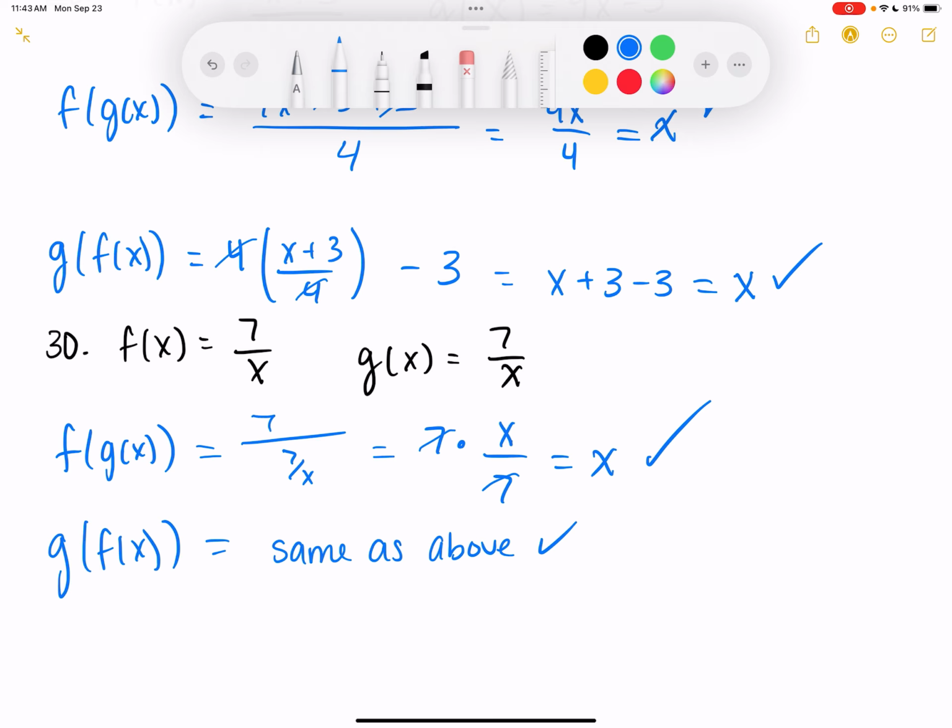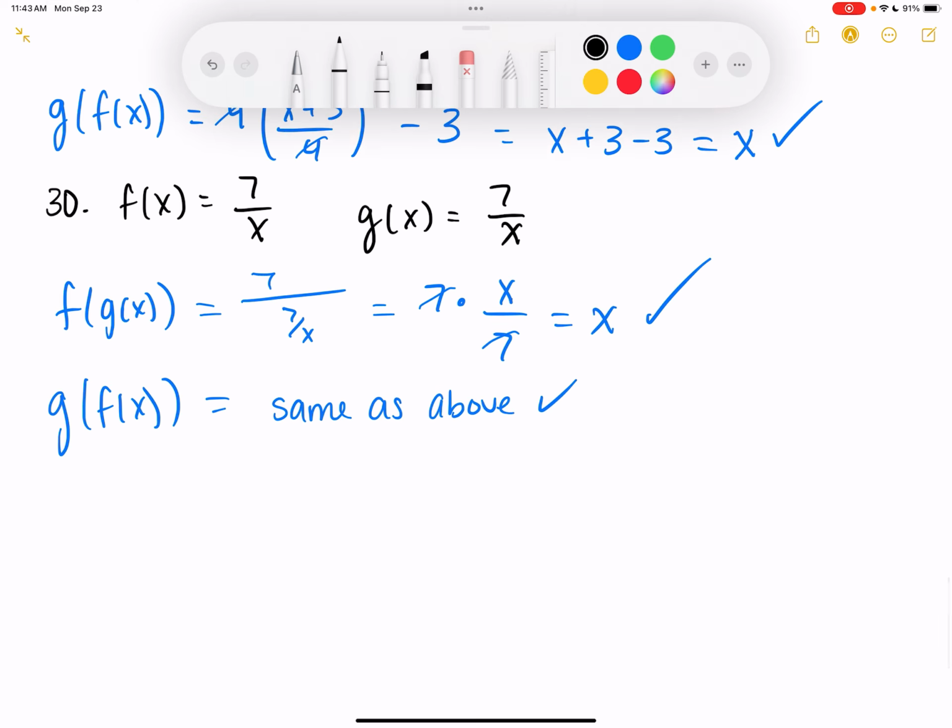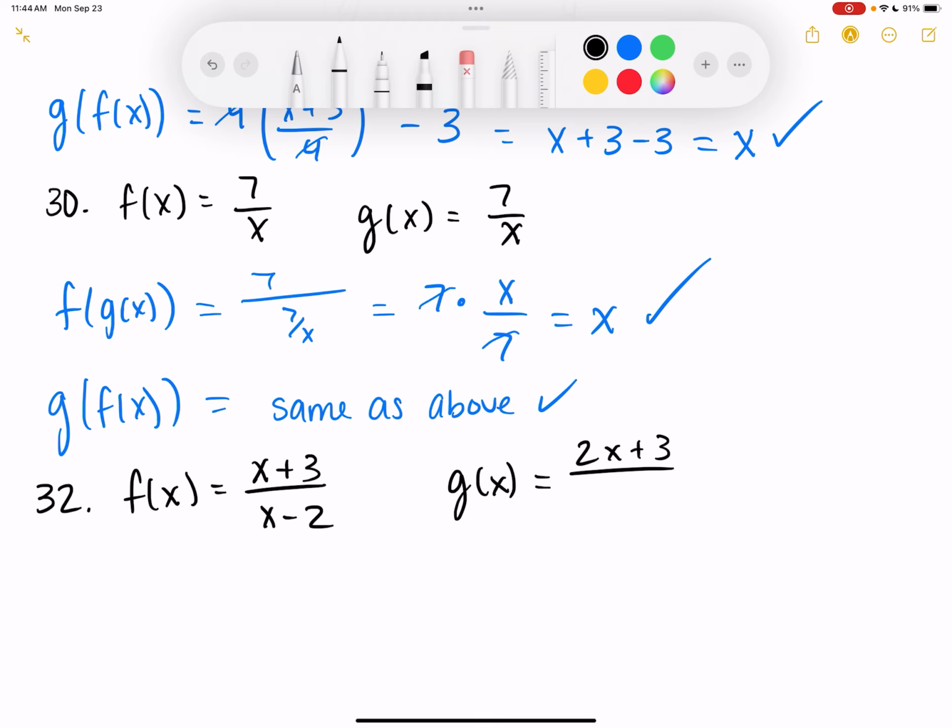All right, this next one is going to require a little bit more work, so I would make sure you have probably like 8 lines, depending on if you're going across, down, whatever, to make sure that you have enough room to do this one. Number 32, f of x is equal to x plus 3 divided by x minus 2, and g of x is 2x plus 3 over x minus 1.